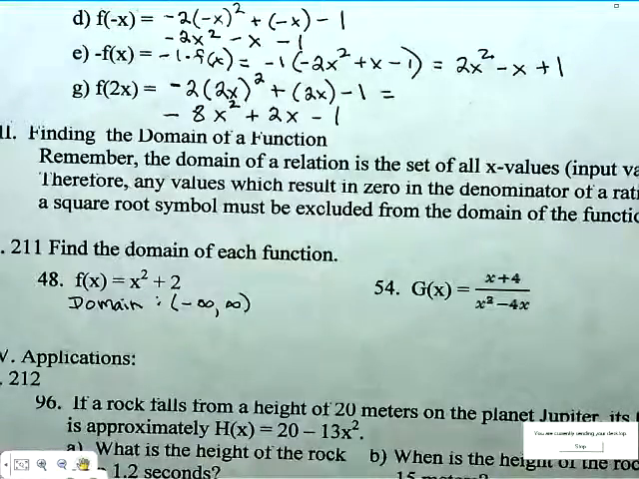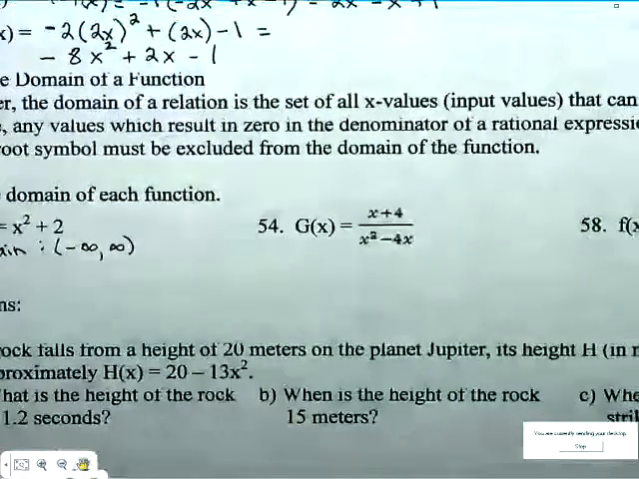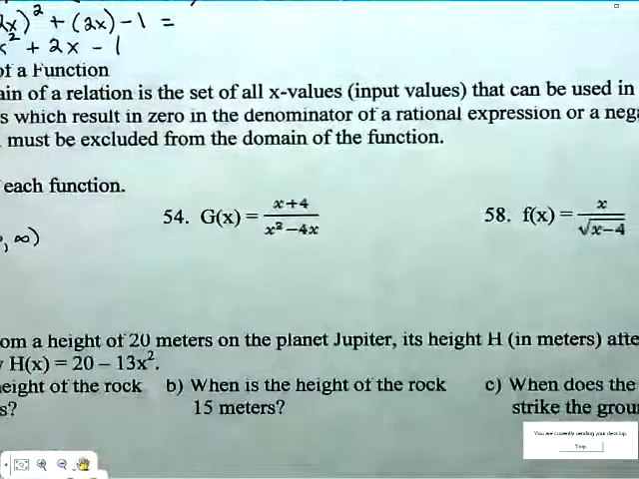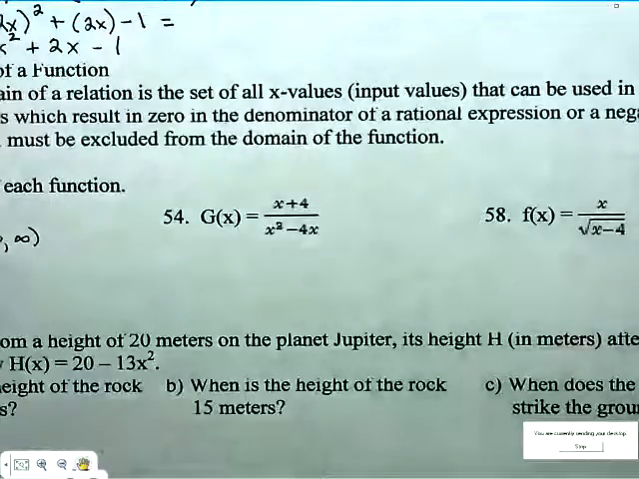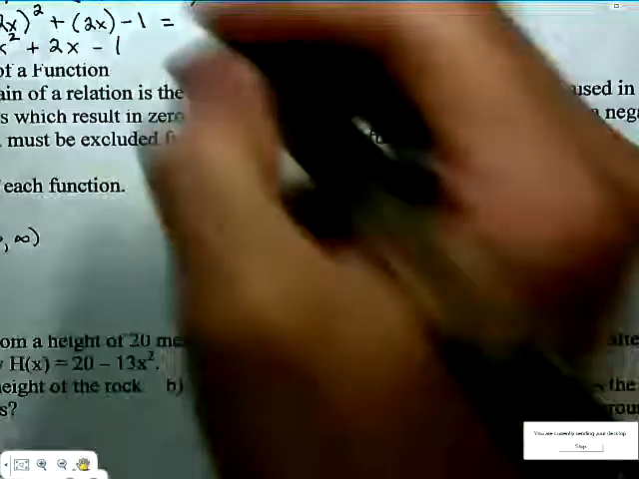Well, number 54 is a fraction. And the only thing that'll blow that fraction up is 0 in the denominator. What about 0 in the numerator? Isn't that a problem if I had, let's say, 0 over 10? No, it doesn't. That's just 0. That's not a problem. What makes the numerator 0 is not a problem. Only what makes the denominator 0 is a problem.